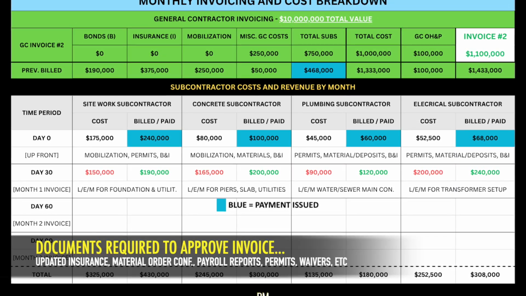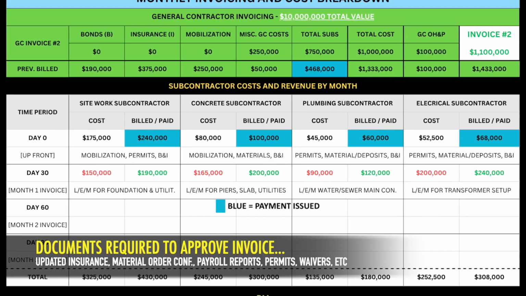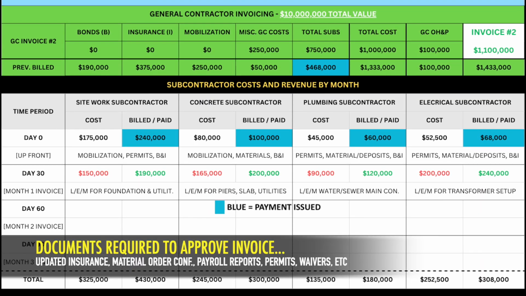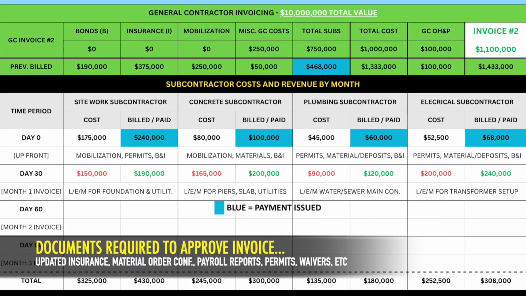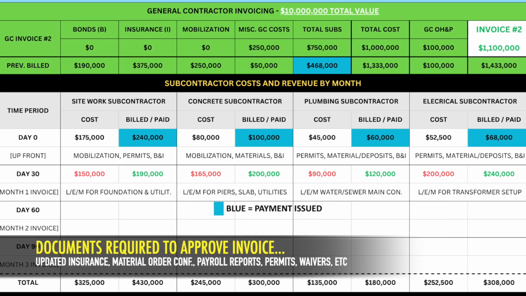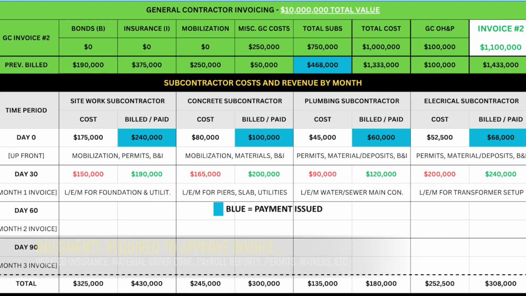Clients may also require that certain documents are in hand before they can approve the requisition package. These documents can include anything from updated insurance policies, confirmation of materials being ordered, payroll reports for all contractors that performed work, copies of permits, waivers signed by subcontractors, and so on. These are just a few examples.